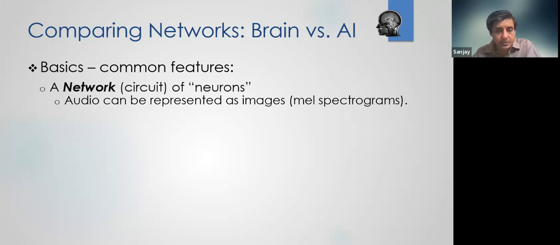Oh, wait a minute, why is this? Okay, that line shouldn't be there. Anyway, so a network is just a circuit of neurons. Sorry about that. That second line shouldn't be there.